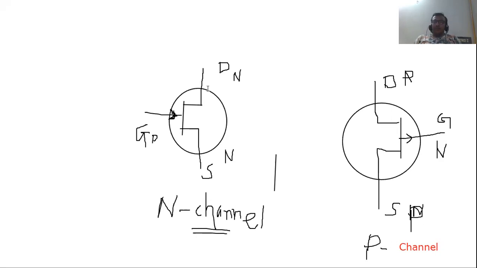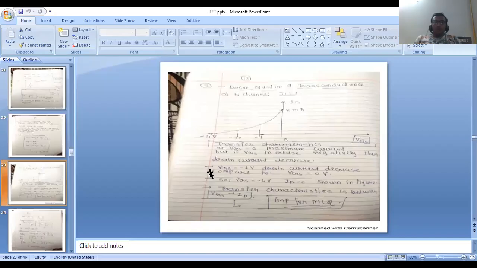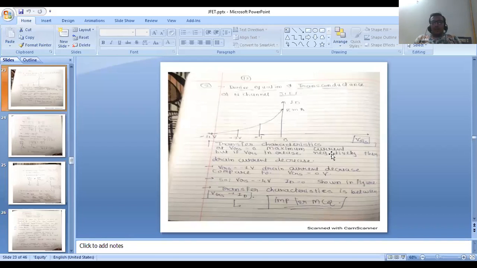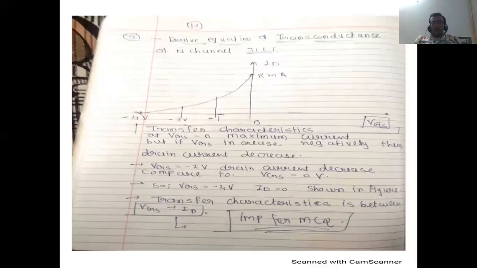Now I have shared the PPT related to the JFET portion, so I have explained all the concepts related to it. Now see this. Derive the equation of transconductance of N-channel JFET. Transconductance means what? The opposite of transresistance. So at that time, first of all, you have to consider the transfer characteristics.